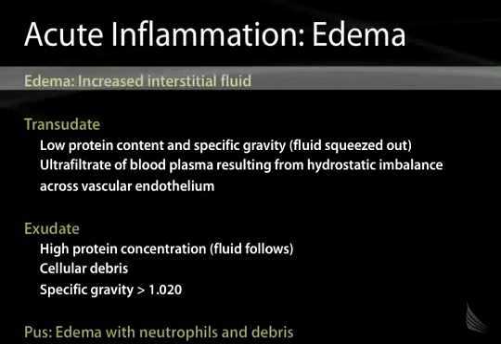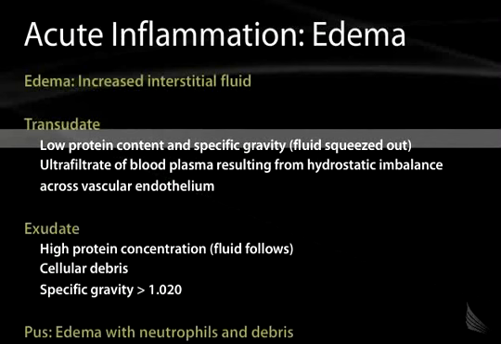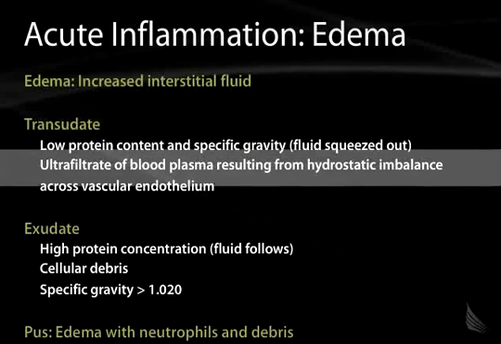Now, edema is caused by this increased interstitial fluid. So when we get the swelling associated with increased interstitial fluid, we call that edema. And edema can come in one of three forms. You can have a transudate, which is a low protein content, low specific gravity type of fluid, where the fluid is basically squeezed out without much protein and without much cellular material leaving. And so transudate is low protein, low cells. Basically a filtrate of blood plasma.